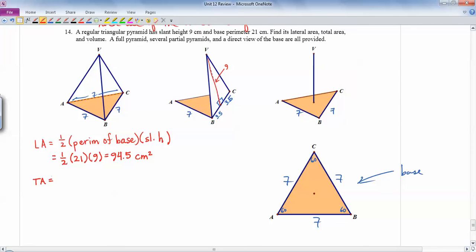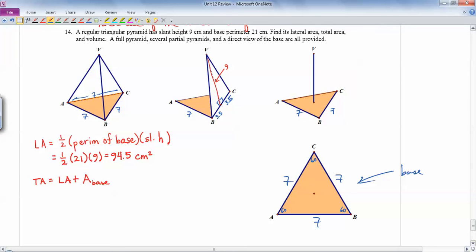Well, the total area is just going to be the lateral area plus the area of one base, which is the only base we have. So we need the area of triangle ABC. So let's see, how can we do this? There are a couple different ways you could do it.